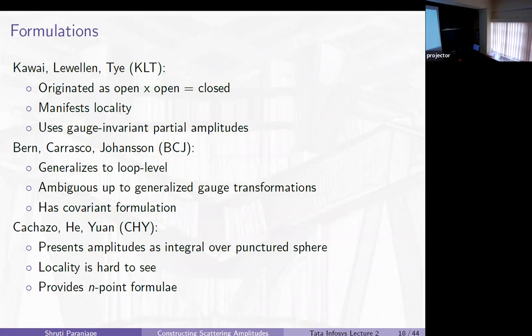Okay. So when listening to talks about these subjects, there'll be these sort of 3-letter acronyms that show up: either KLT, BCJ, or CHY. These are just various formulations, and they all agree at tree level. Beyond that, it's unclear whether or not they do.